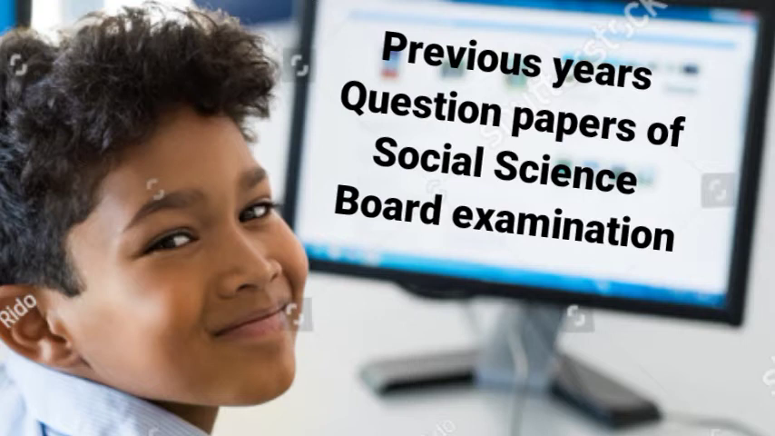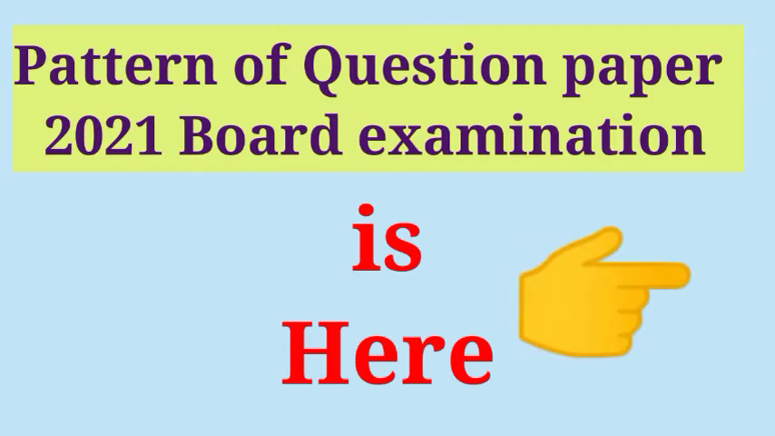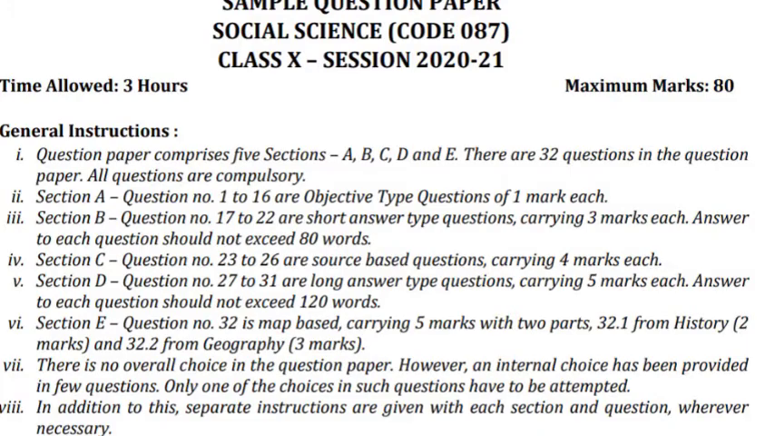benefit you most. In the beginning, let's take a quick look at the pattern of the question paper for this year. In the social science class 10 paper, section A will have 16 1-mark questions which will include MCQs, fill-ups, one-word answer, definitions and reasoning based questions. Section B will contain 6 3-mark questions. Section C will contain 16 MCQ based source based questions. Section D will contain 5 5-mark questions and section E will contain map work containing 5 marks.